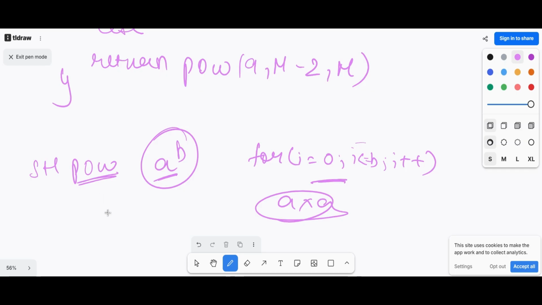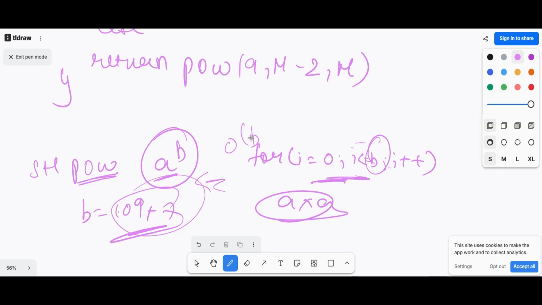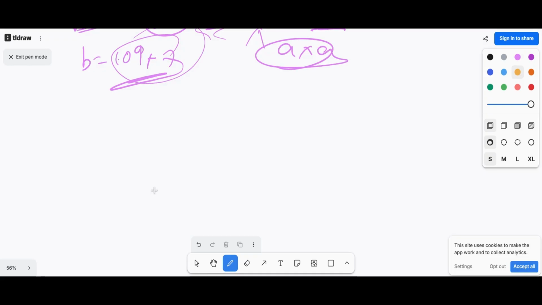So this could not be possible when b is 10 raised to 9 plus 7. We cannot run a for loop for 10 raised to 9 plus 7 times, right? So we have to find an optimized method. This will take order of b time complexity, which is not feasible in our case when m is 10 raised to 9 plus 7 and we have to find a raised to m minus 2. So again, we need to find some optimized approach for the power method, an optimized approach for finding power.